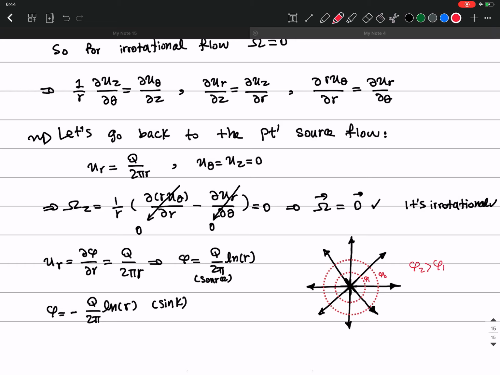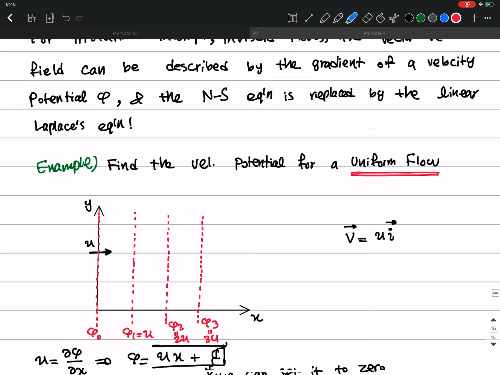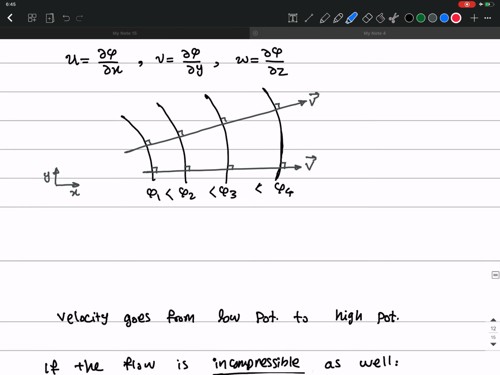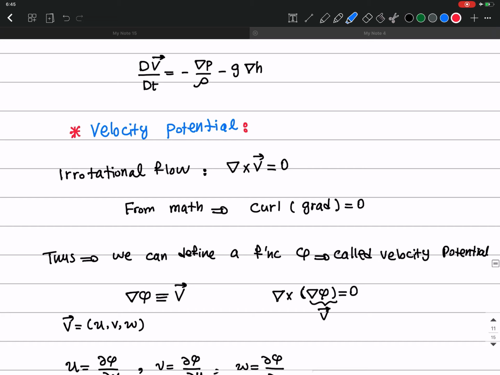Okay, so this was the second example of finding the velocity potentials. In the next session, I'm going to introduce the stream function. So let's review what we learned today. We introduced the rotation in the inviscid world by defining velocity potentials, which is going to give us some analytical solutions for inviscid irrotational flows, right?